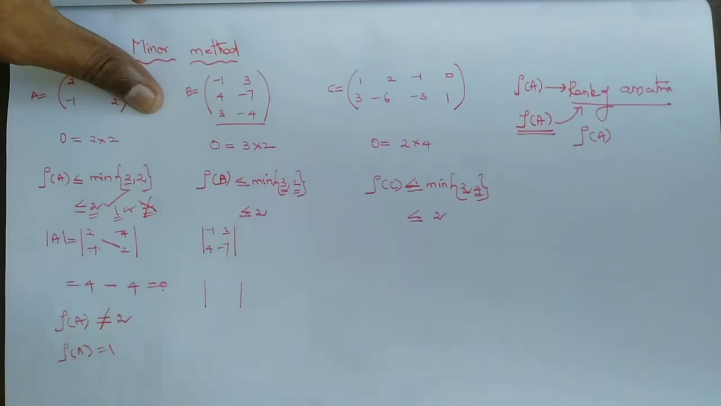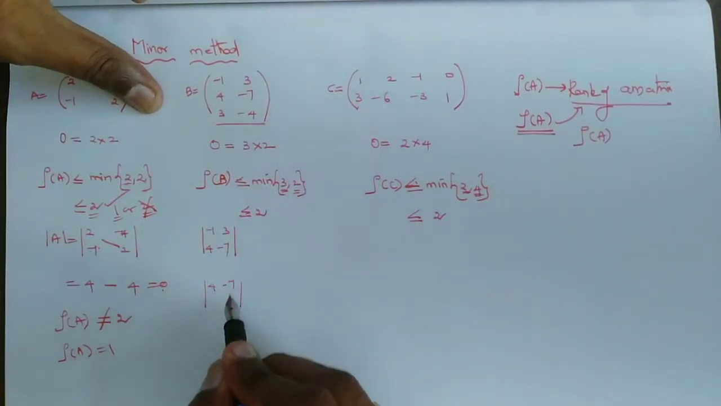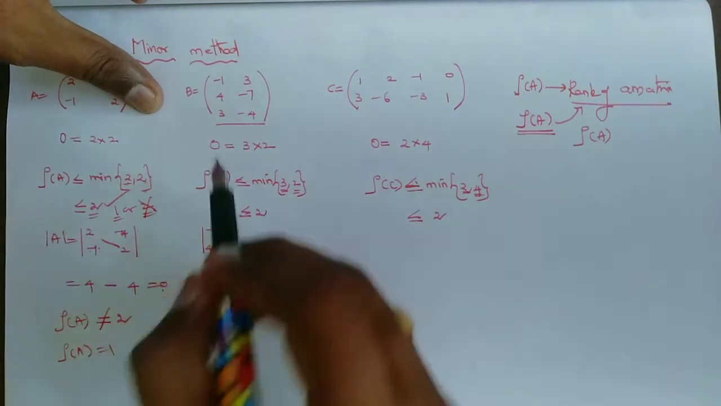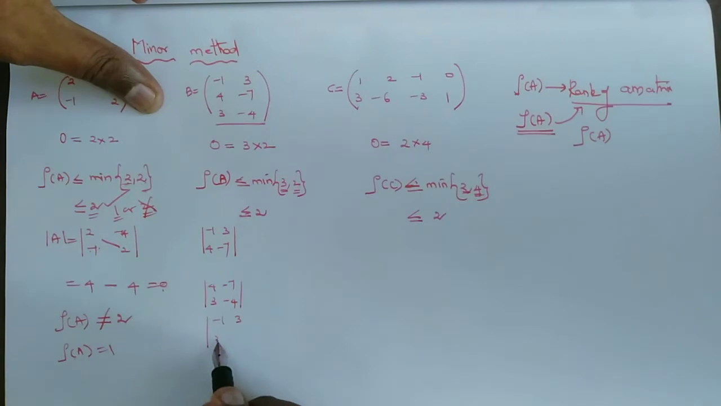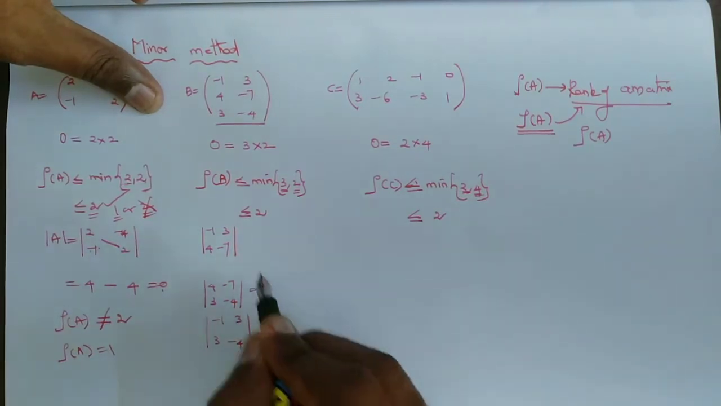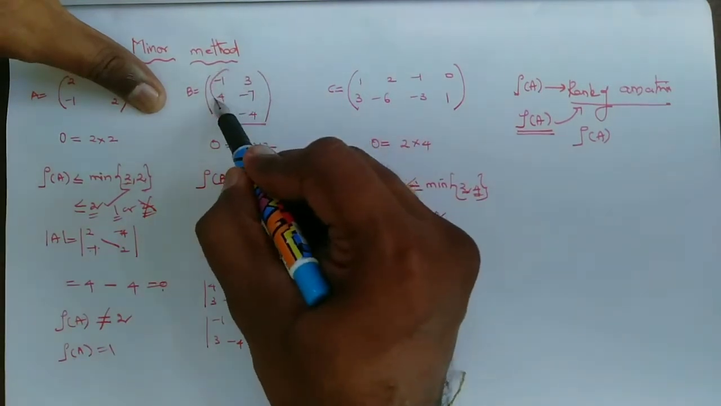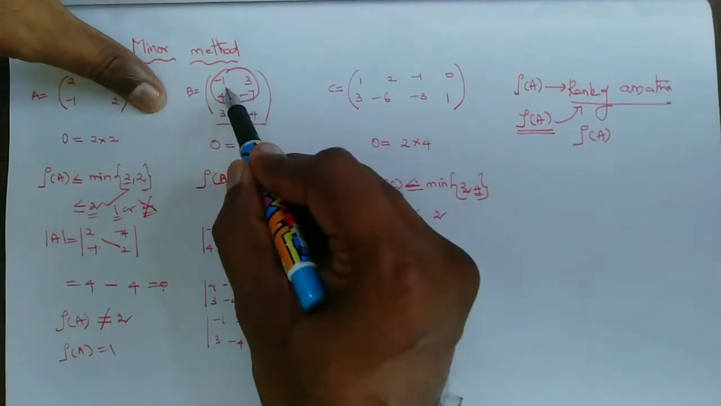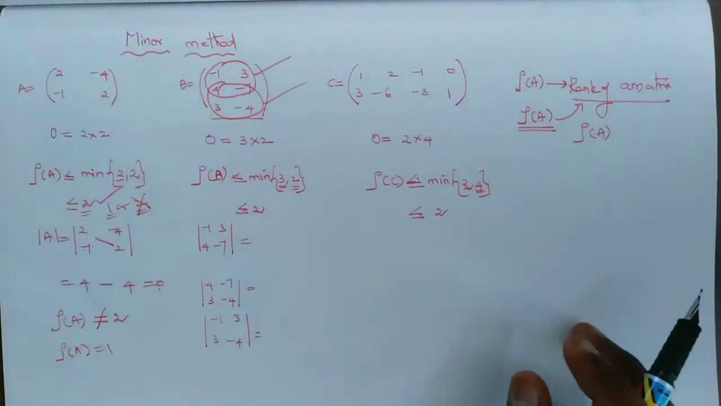Next, the 2 cross 2 minor: 4, minus 7, 3, minus 4. Next minor, what will it be? Minus 1, 3, 3, minus 4. So we have three 2 cross 2 minors. This is one minor, this is another minor, and this is another minor. We need to check all the 3 minors.